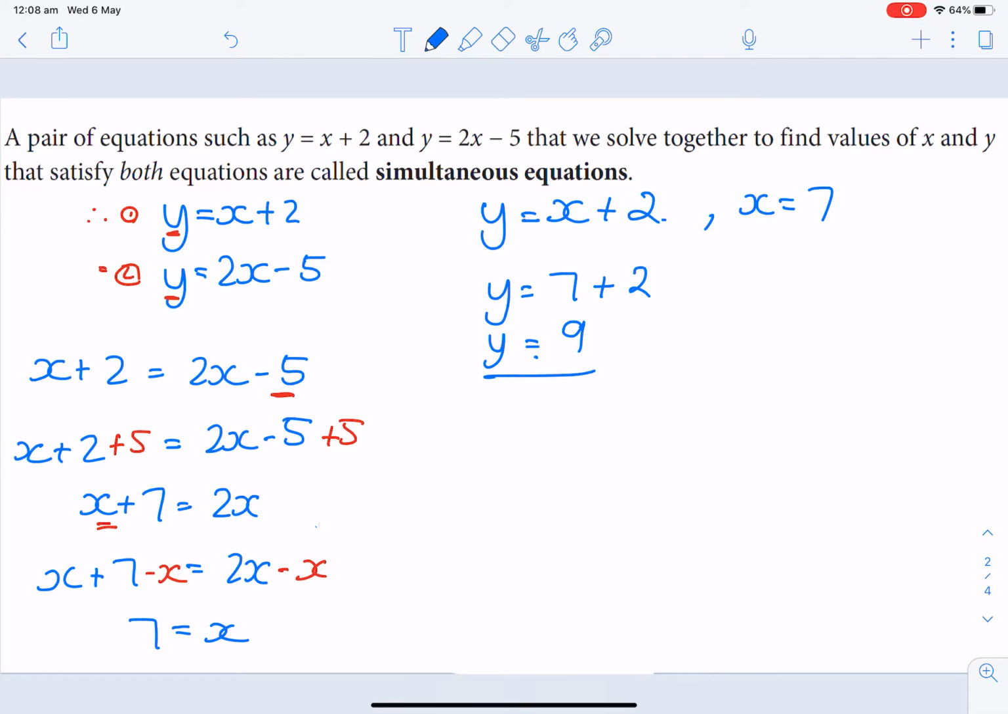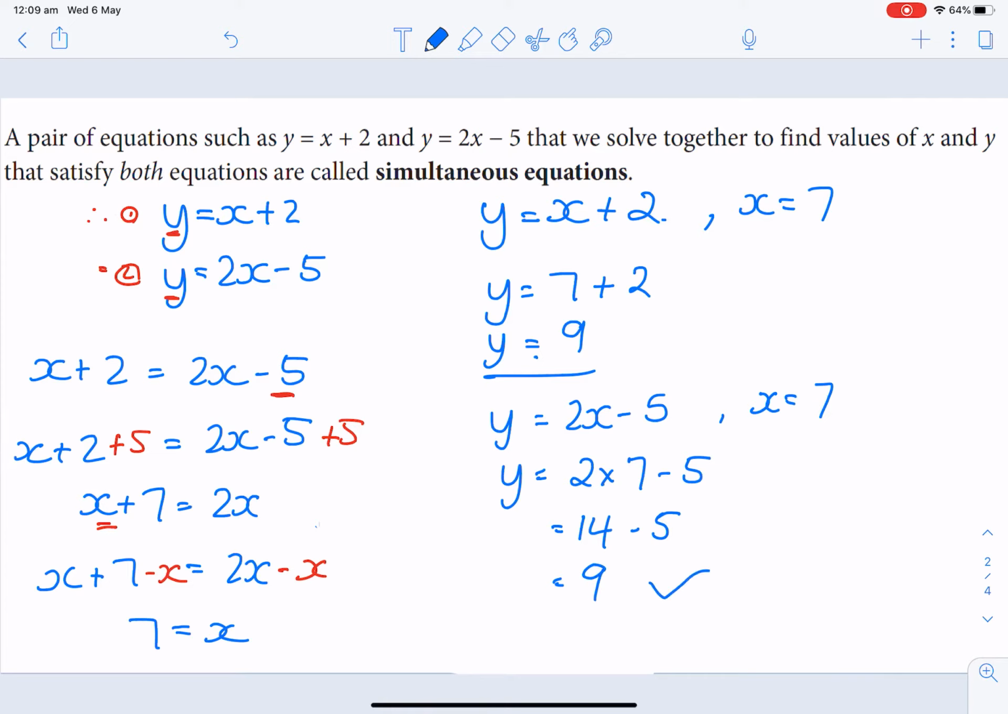Now if I need to double check this, what I would do is put this into the second equation as well. So y equals 2x minus 5, where x equals 7. Y is equal to 2 times 7. Why did I put an equal sign there? Take 5. 2 times 7 is 14. Take 5, which is equal to 9. Yep, check. Y equals 9 with both equations. This is where they are satisfied as simultaneous equations.